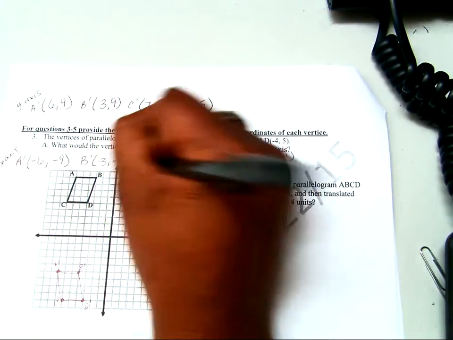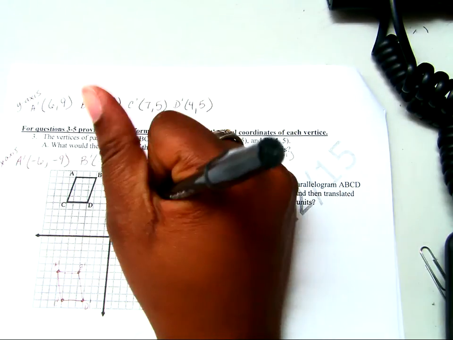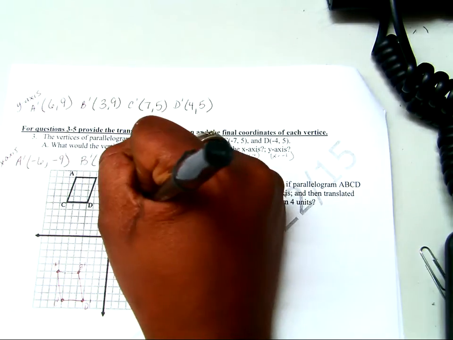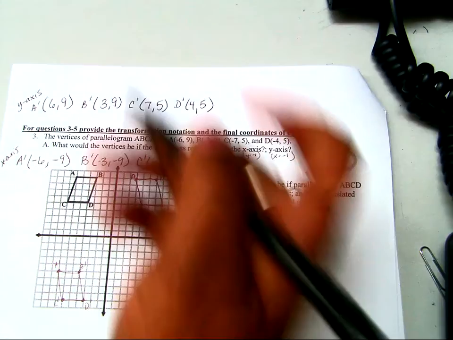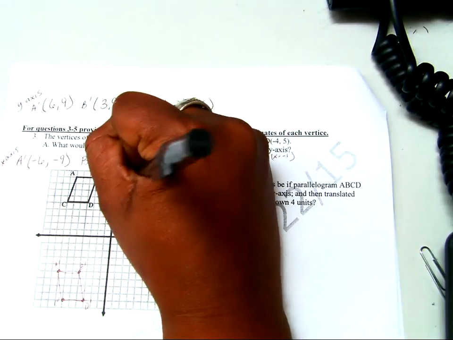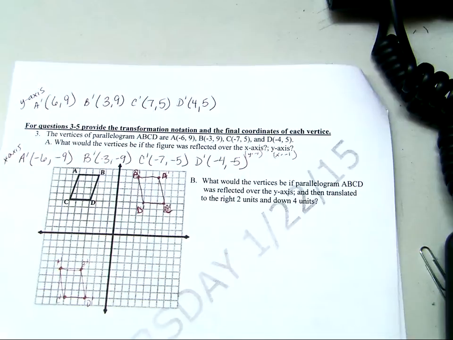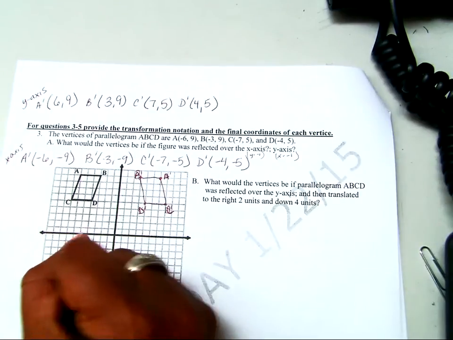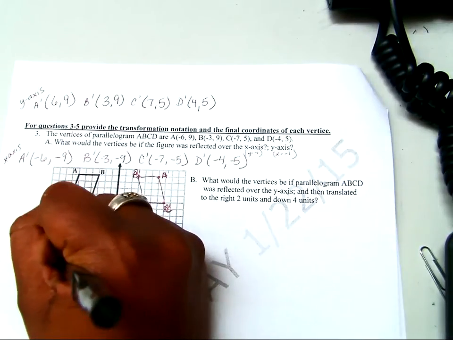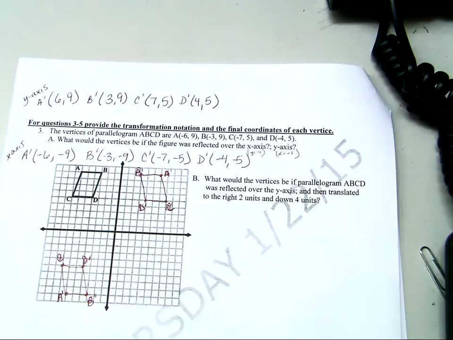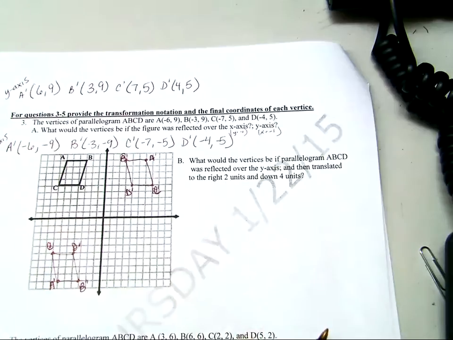A prime, B prime, C prime, D prime. Yep. I apologize. A, B, D, C. A, B, C, D. Right? Hopefully you can see all of that. So that was A. B.